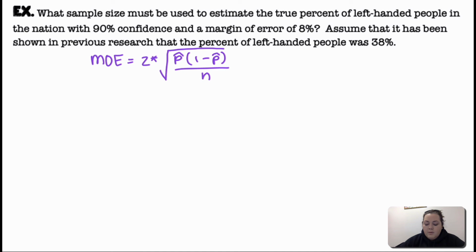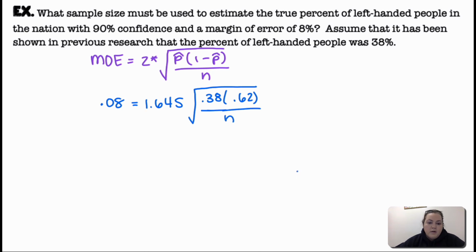So they said the margin of error needs to be 8%, so 0.08. Z star for 90% is 1.645. They gave us a sample proportion of 0.38. 1 minus 0.38 is 0.62. I don't know n. So again, if you didn't try it, go ahead and see if you can try and solve for n here. You should get 100 people.